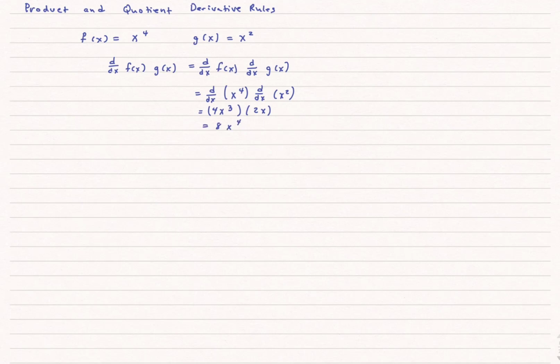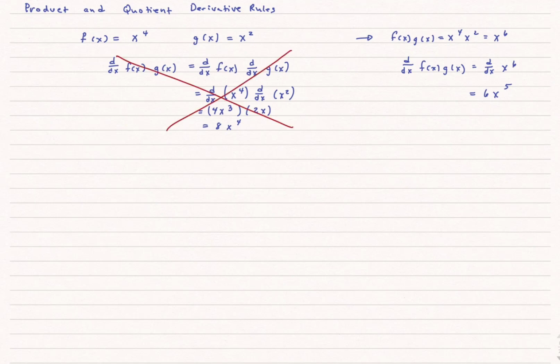Let's, however, go ahead and multiply these two together. f of x times g of x is simply x to the sixth. So the derivative should be 6 times x to the fifth, which is certainly not equal to 8x to the fourth. So we can't just take the product of the derivatives.